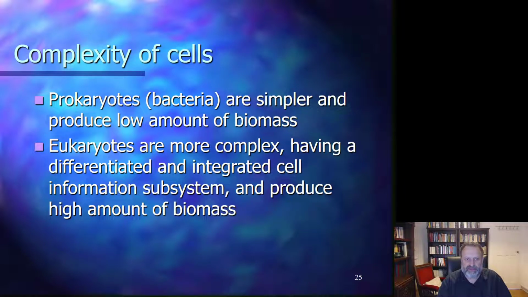Finally, let's look at the complexity of the cells. If you look at prokaryotes like bacteria or archaea, these are simpler and produce lower amount of biomass. On the other side, eukaryotes are much more complex. They have much wider range of behaviors, and they can adapt to a wide range of environment.